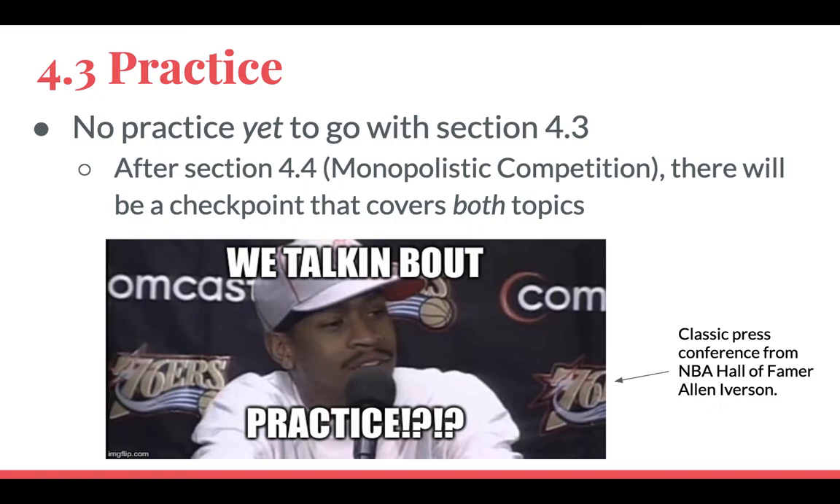So, no practice today. That's it for section 4.3. We'll get a little bit of practice with this after we finish section 4.4 and kind of throw the two together. And you'll see that the graph for monopolistic competition is actually very similar to the graph that we've been looking at in sections 4.2 and 4.3. So that'll be a relief. We'll practice both of them together, but nothing for today.